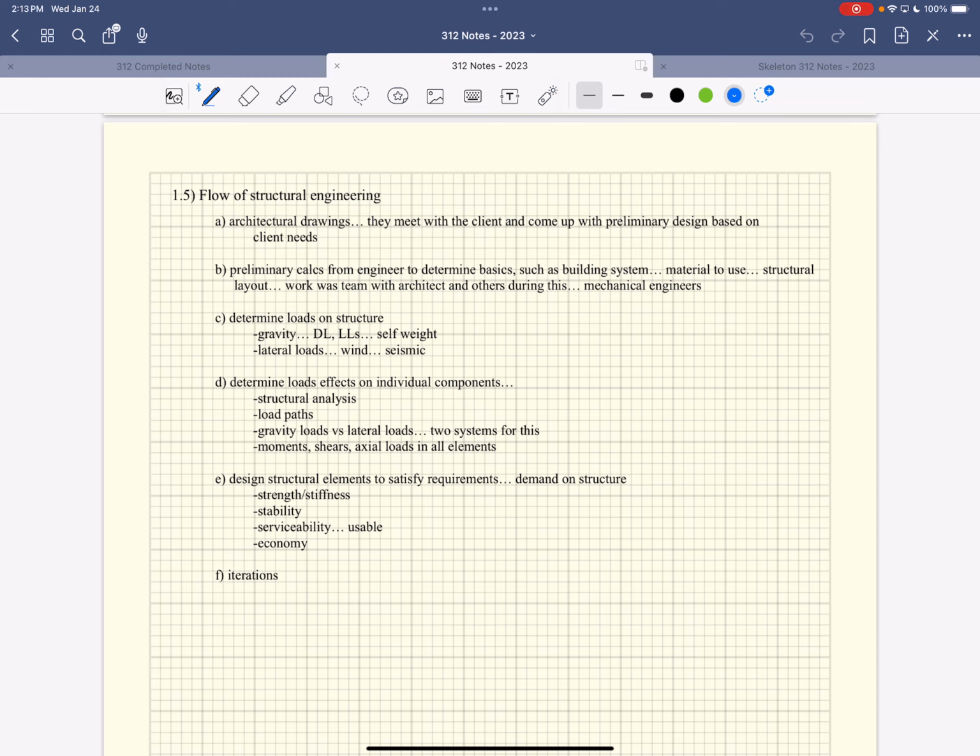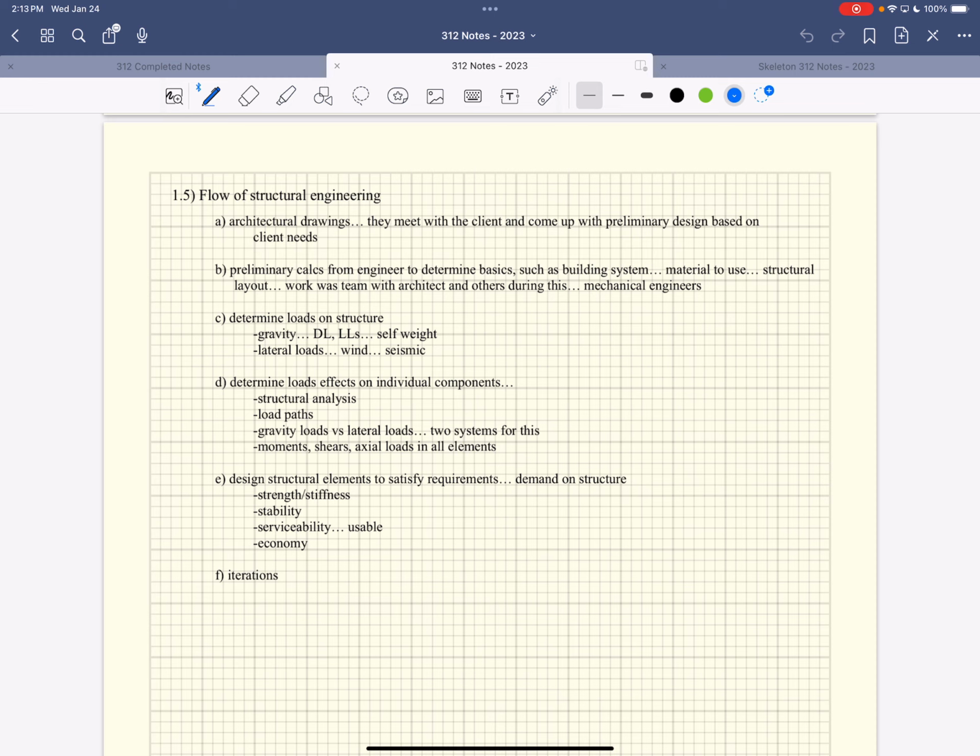So that's why we have a couple topics to start with flow. The flow of a structural engineer, right? You start out with the architectural drawings, you do some preliminary calcs, you determine the loads on the structure, then you determine how those loads affect the structure. This is the structural analysis component. We'll discuss load paths and things like that in there. And then designing the structural elements based off of these loads, right?